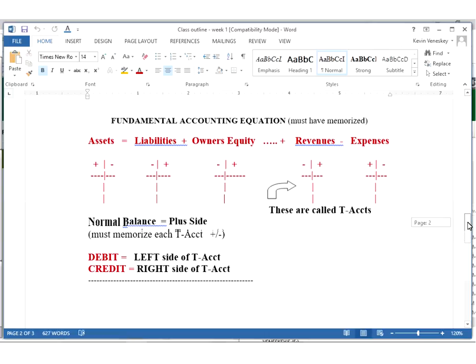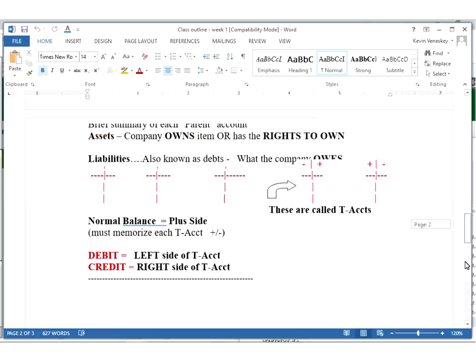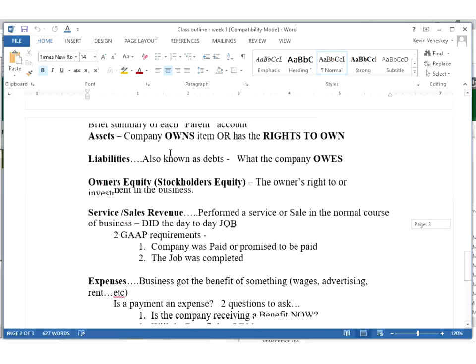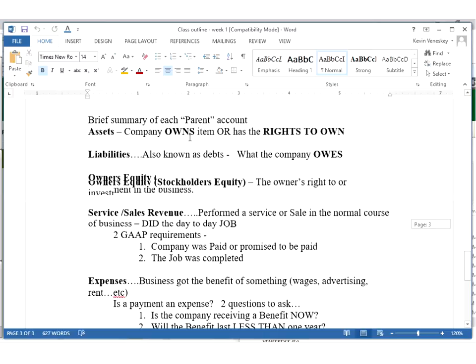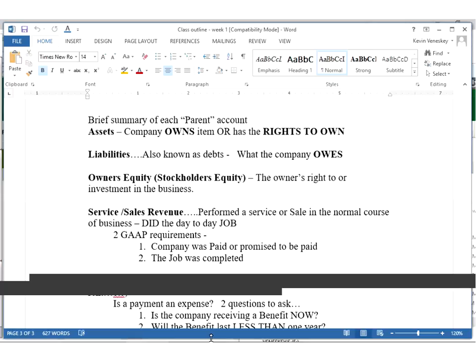Now, a couple things that I wanted to do is just briefly explain what these parent accounts are, and then some examples of specific accounts underneath each. So as I look down here, any type of assets generally meet one of these 2 criteria. It's generally something that you own. A lot of times you can touch it, or you have the rights to that item, or you have the rights to own it.